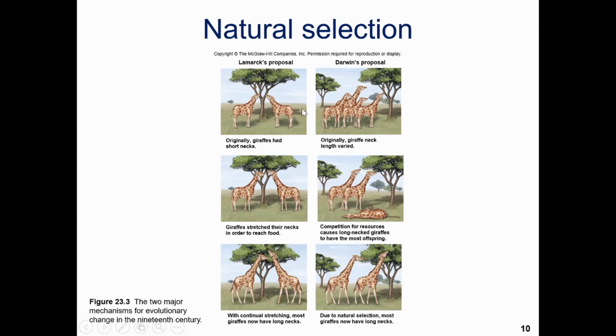Lamarck's proposal was this, and we're going to use giraffes as the example. You have a bunch of giraffes that have short necks, so across the board, everyone has short necks. But over time, because the food was so high, they had to stretch and stretch and stretch, and that somehow lengthened their necks. Because they had these long necks that they had stretched out, they somehow passed on that trait. So all the giraffes have long necks, and when they have their offspring, the offspring somehow inherited the long necks from their parents.